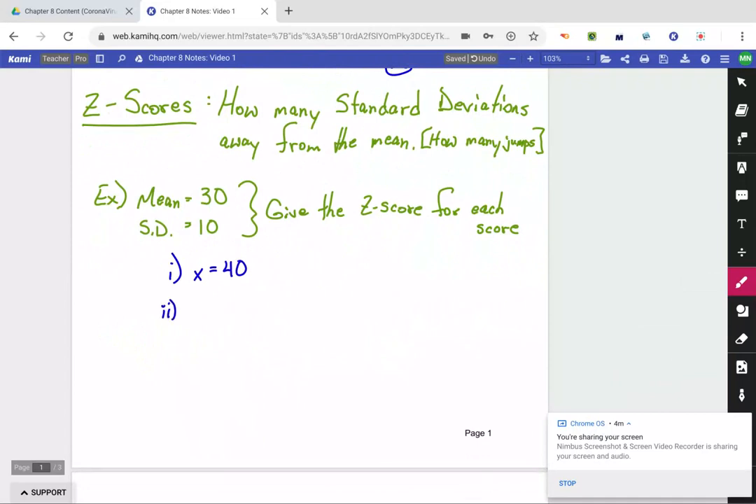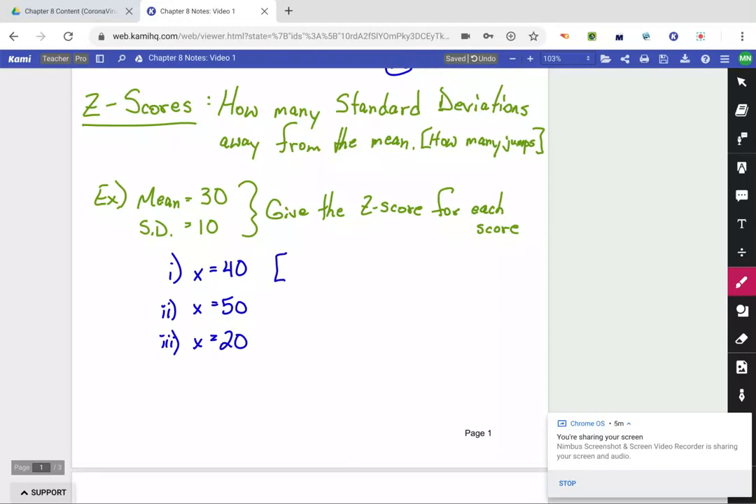And the second one, x equals 50. And the third one, x equals 20. So the question is, how many jumps, how many standard deviation jumps are these numbers from the mean? So without having to draw the picture now, you should be able to get this thing called a z-score.